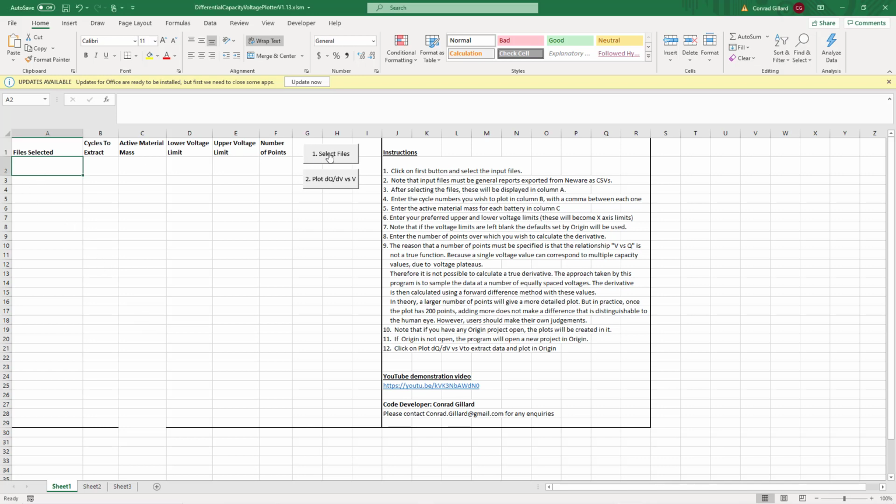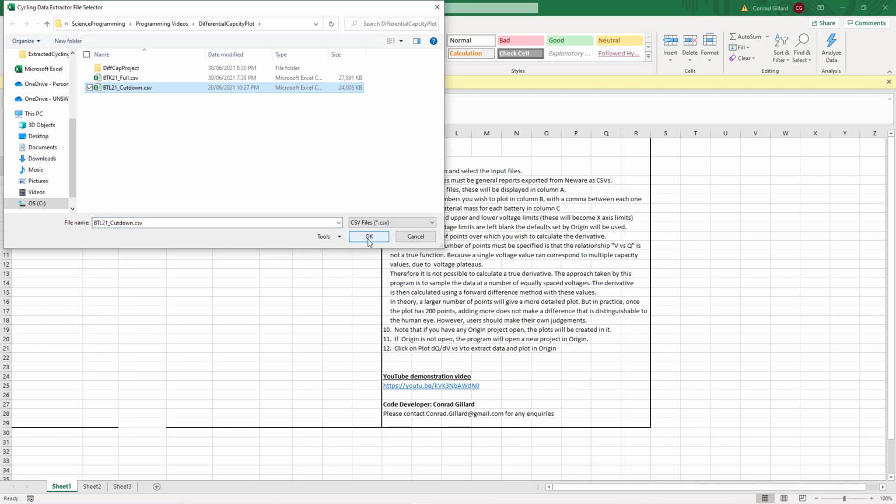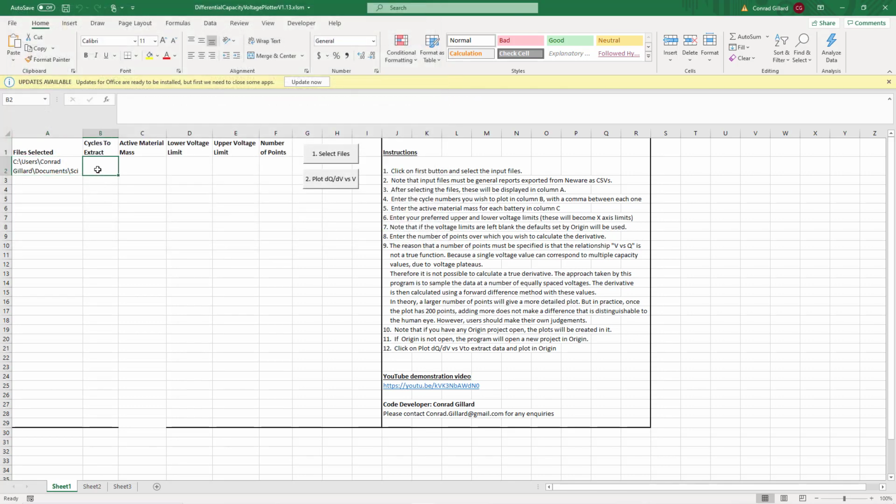The user begins by selecting the file that they wish to analyze. Next, the user specifies the cycles to be extracted and differentiated. Following this, the user enters the active material mass of the sample and, optionally, the lower and upper voltage limits, which will be used as the axis limits on the graph.